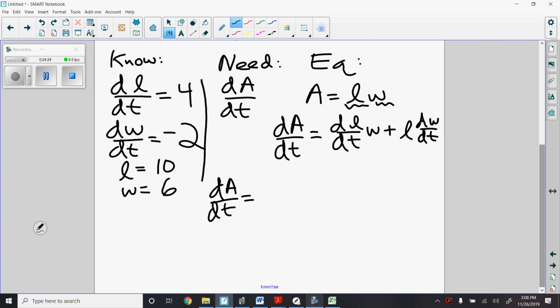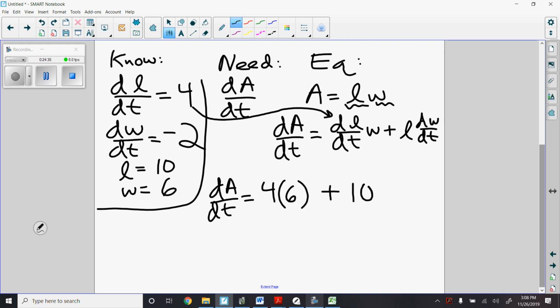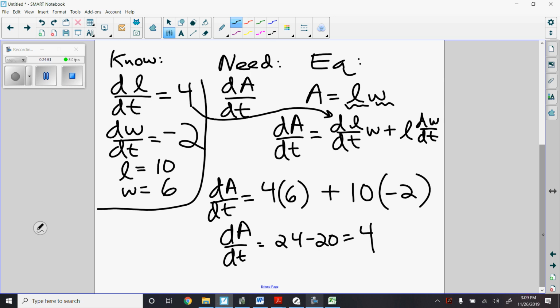So again, I have my nice list to plug in. dL/dt is 4, W is 6, plus my length is 10, and my dW/dt is negative 2. Solving this out, 4 times 6 is 24, minus 20, which equals 4. Unit here, my area unit would be centimeters squared. My time unit would be seconds. So since I got a positive number here, the area of this rectangle is increasing at that instant.